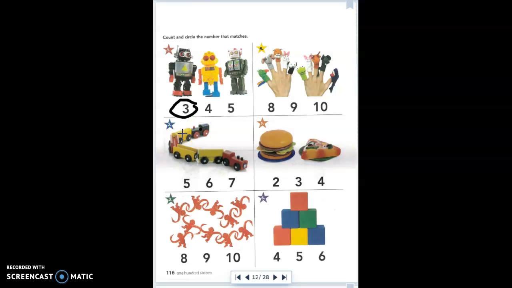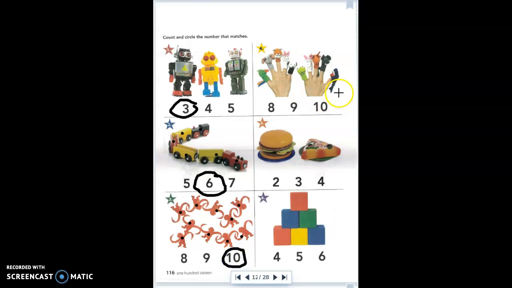So 1, 2, 3, 4, 5, 6. 1, 2, 3, 4, 5, 6. I wanted to double check because even I wasn't sure. That one's tricky. It's okay to double check. All right, for number 3, I'm counting the monkeys. 1, 2, 3, 4, 5, 6, 7, 8, 9, 10. There are 10 monkeys. I need to circle the number 10.